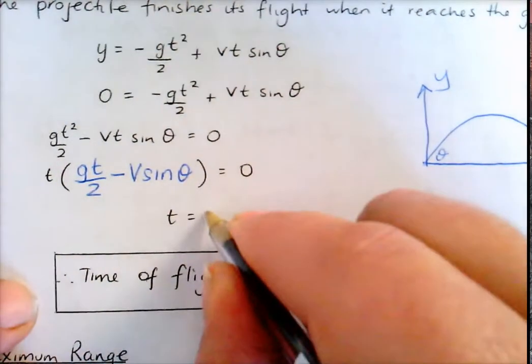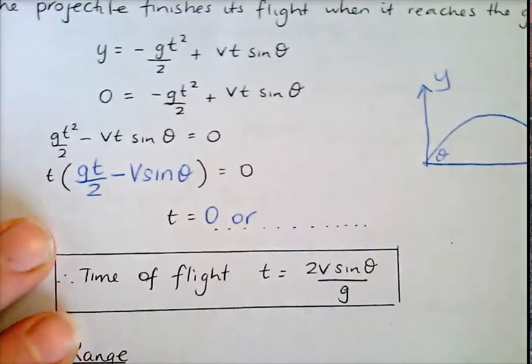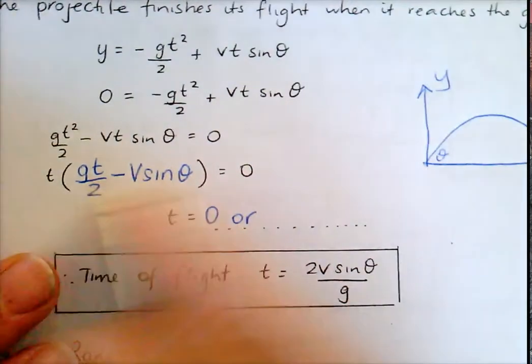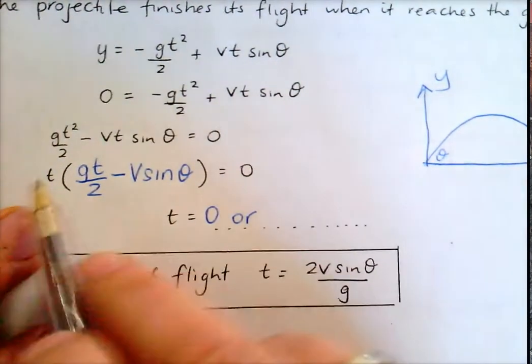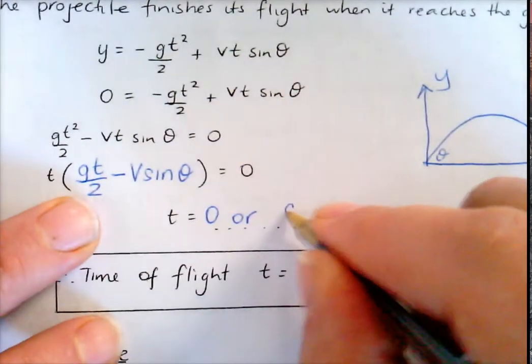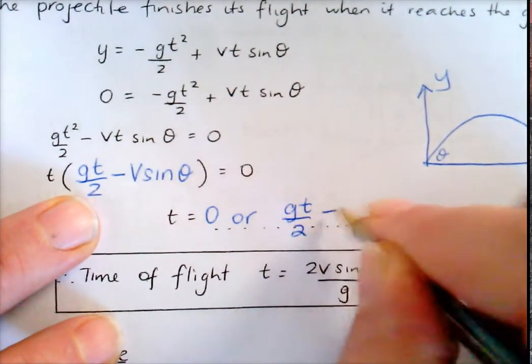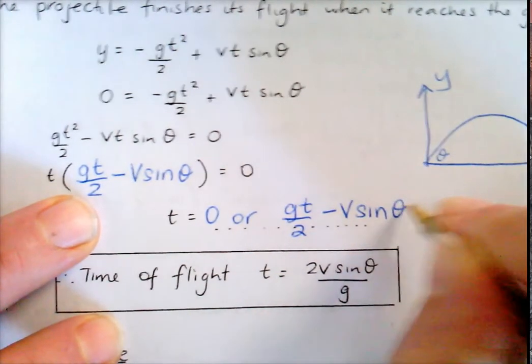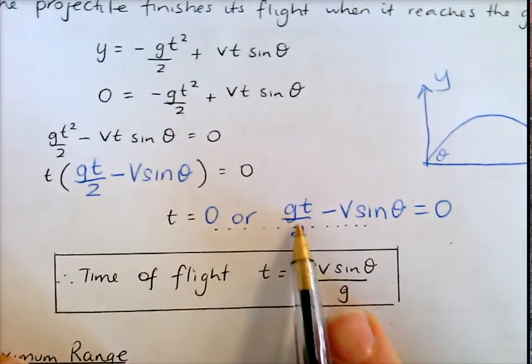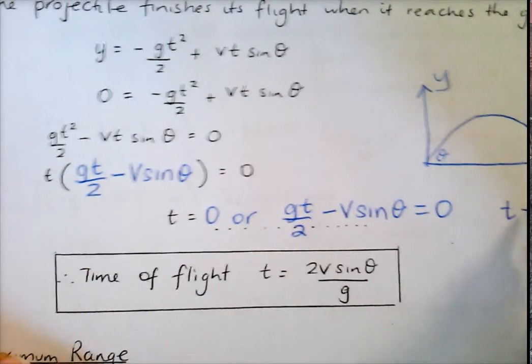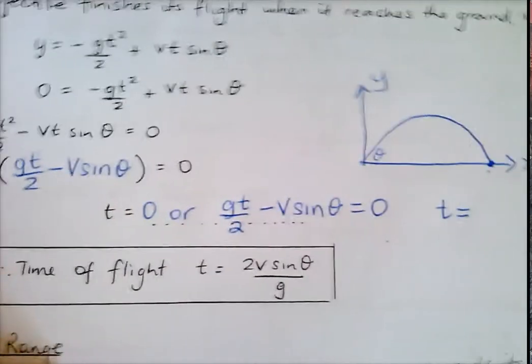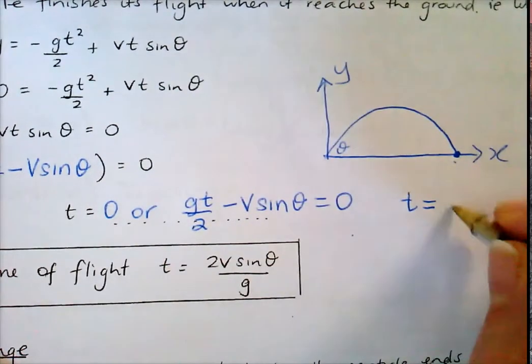So therefore t equals 0, or gt on 2 minus v sine theta is 0. Can we make t the subject now? So therefore t is, wouldn't you take the v sine theta to the other side?